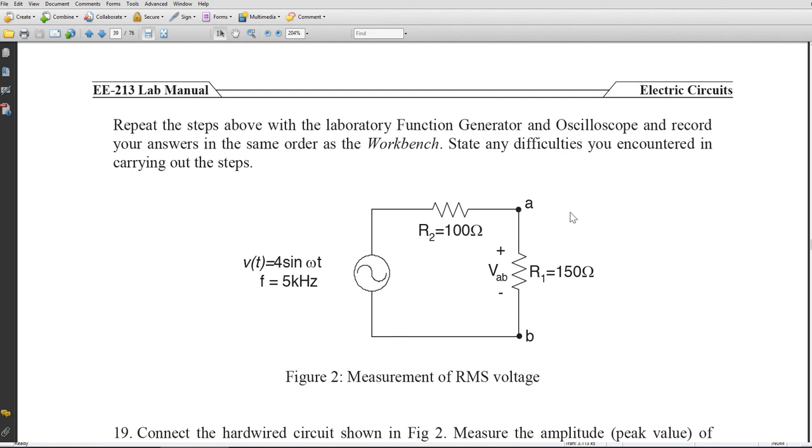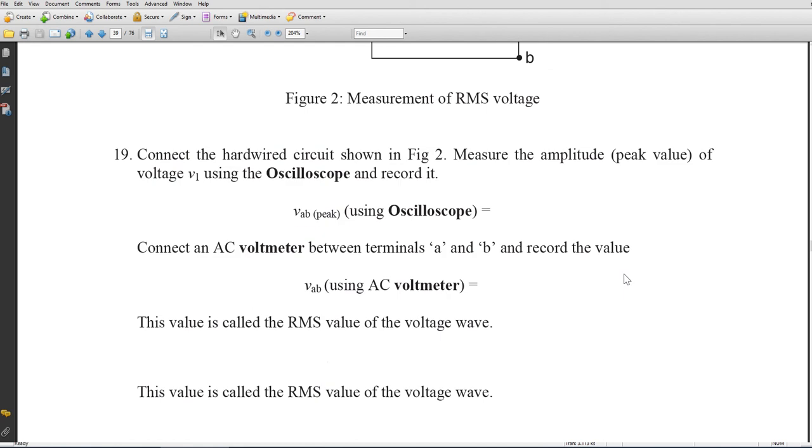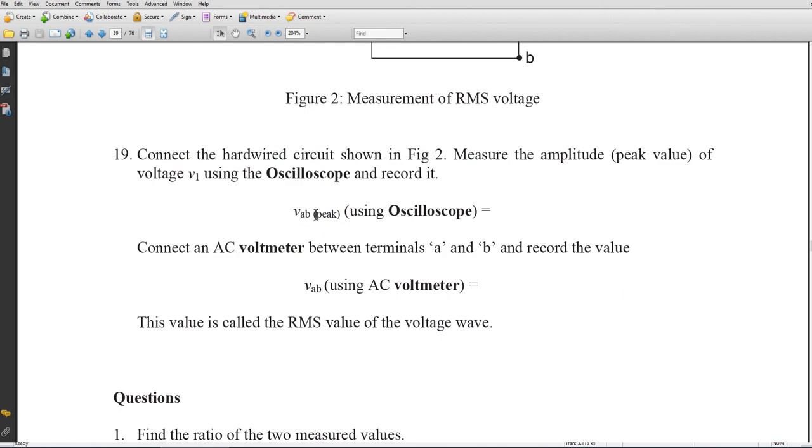Whereas, for example, if instead of the oscilloscope I connect a voltmeter or the multimeter here, what will it give? It will give you the RMS value, the root mean square value. And there's a special relationship. For example, VP is the peak value, and if you use the oscilloscope, it will give you the peak value.